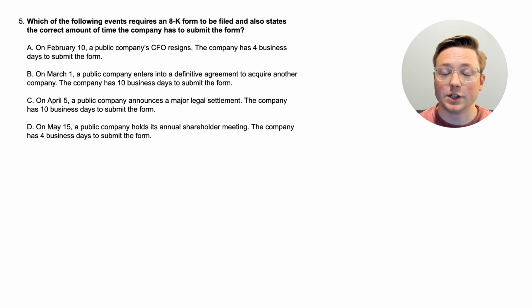All right, here we are at question 5. Which of the following events requires an 8K form to be filed and also states the correct amount of time the company has to submit the form? Okay, we've talked a little bit about the 8K, but we have not talked about the business day requirements. The business day requirements is something that you may need to know, but the most important thing you need to know about the 8K is what would require an 8K, like what event would require an 8K.